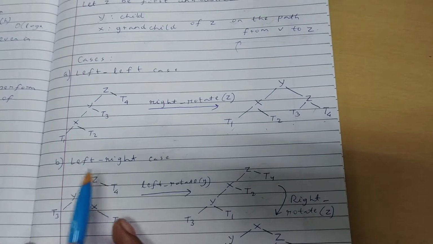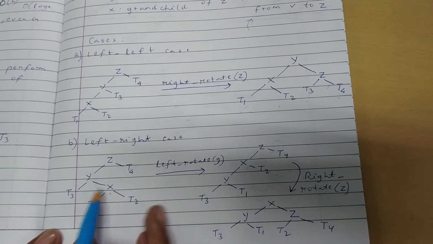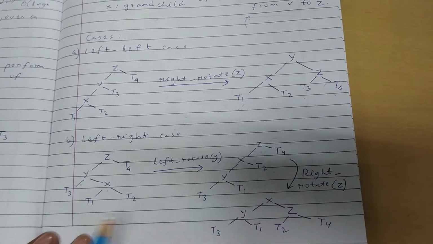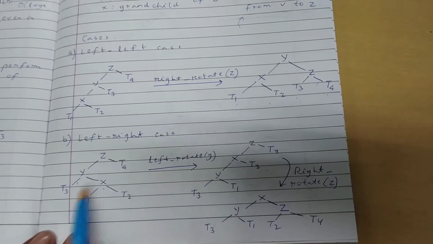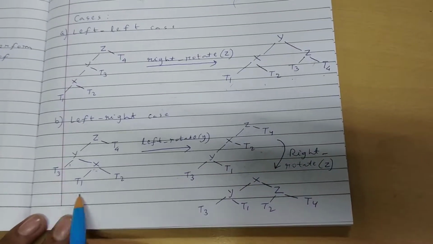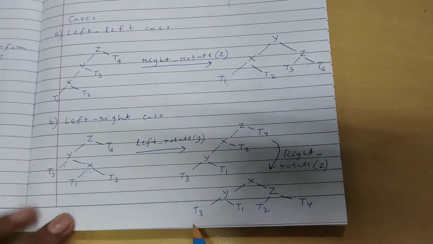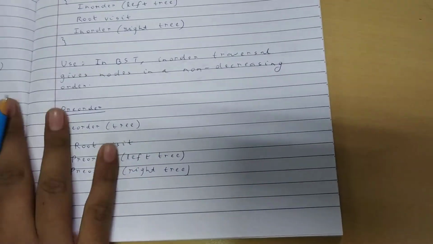The other case that arises is the left-right case, where Y is the left child of Z and X is the right child of Y. In this case, we have to perform two rotations. First we left rotate Y to ensure that X goes up, and then we right rotate Z. This comes down as X, with Y and Z as children, and subtrees T1, T2, T3, T4.